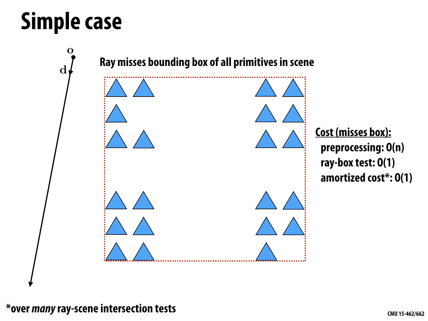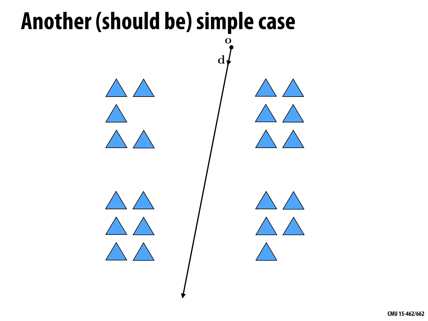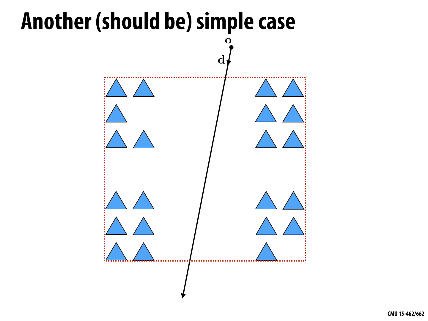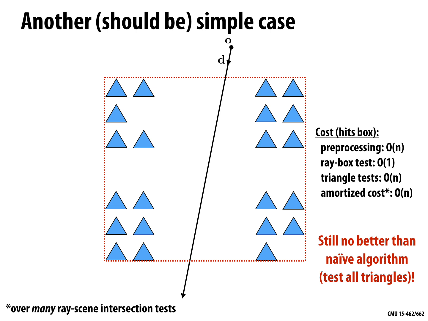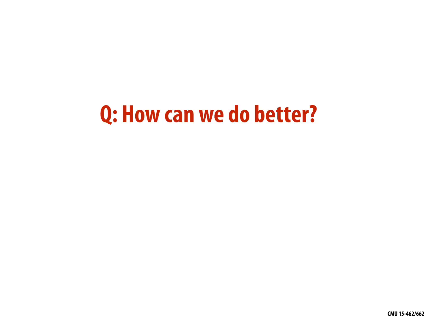So that's good news. The amortized cost for not finding an intersection is constant time, about as good as we could possibly imagine doing. But let's consider the other possibility. It could be that the ray hits the box, like this. In this case, the pre-processing hasn't changed. It's still order n. The ray box test is order 1. And then, all we've said how to do so far is we just go in and we test every single triangle. So that's, again, an order n cost. Our amortized cost is order n, even over many, many ray queries. Still no better than the naive algorithm. We're still testing all the triangles. Okay? So how do we do better? How do we solve this problem?